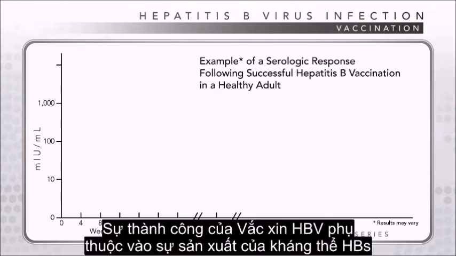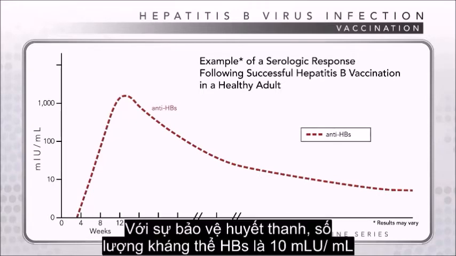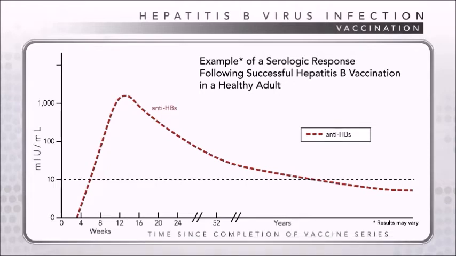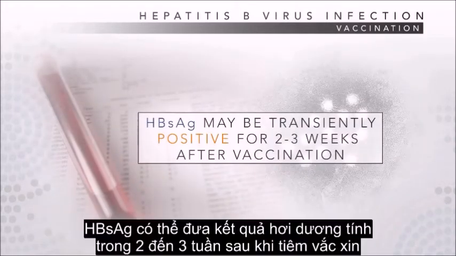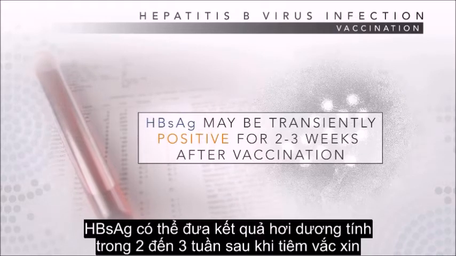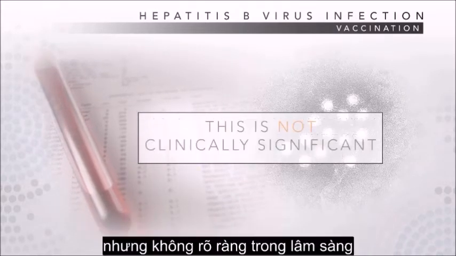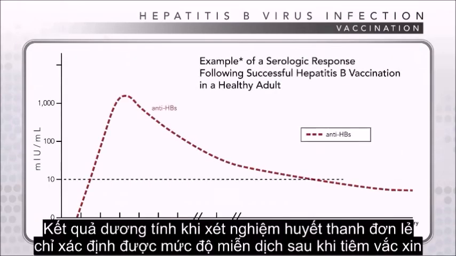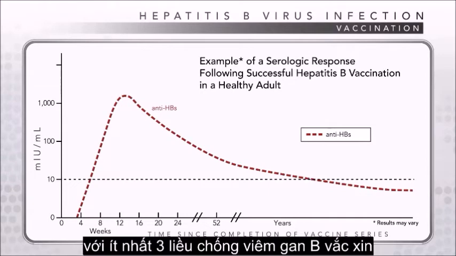Successful vaccination against HBV infection results in production of anti-HBs, with seroprotection defined as an anti-HBs level of 10 milli-international units per milliliter or more 1 to 2 months after completion of the vaccination series. HBsAg may be transiently positive for 2 to 3 weeks after vaccination, but this is clinically insignificant. A serologic test result of anti-HBs positive alone indicates immunity following vaccination with at least 3 doses of hepatitis B vaccine.